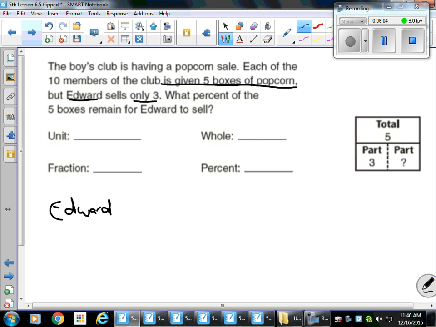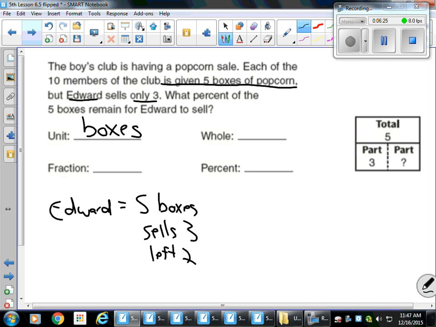Edward, let's see here. He starts with 5 boxes, right? He sells 3 of them. So he has 2 left. Okay, that's basic math there. What percent of the 5 boxes remain for Edward to sell? Okay, my unit is boxes. My whole, Edward starts with 5 boxes, right? How many does he have left to sell? He has 2/5 left to sell.